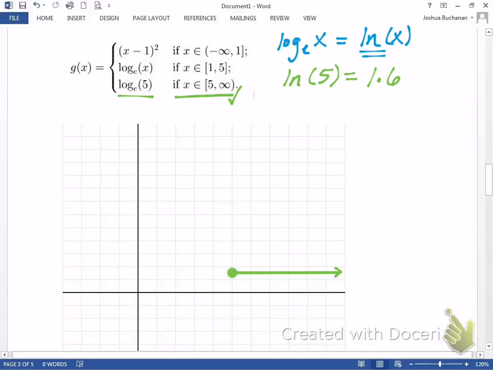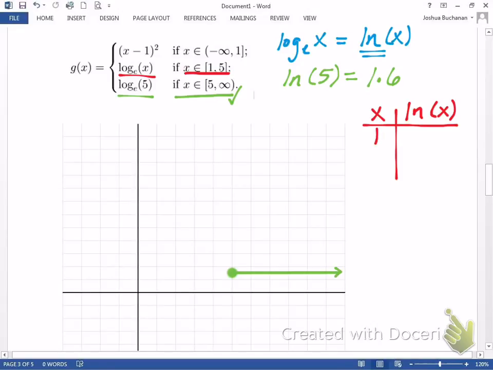The next two, we're going to use some t-charts. So the first one, log base e of x, which is just natural log of x. And then we need to choose 3 points there. In this case, we have 1 to 5. So we don't necessarily need 3 points, but we can go ahead and get all 3 points just so we can see the curvature of this line.